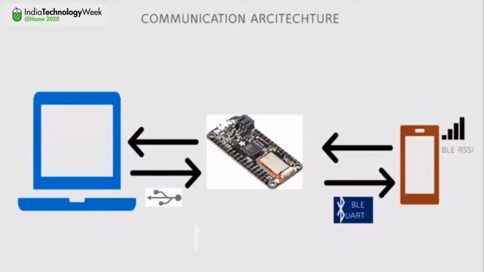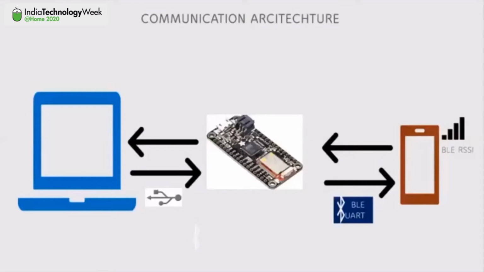Here we can see that the communication between the output board and the mobile is using BLE UART, and the communication between the adapter board and the laptop is USB. Here the laptop or PC will act as a USB host, and the adapter board will act as a USB device. And the communication between these two devices is as simple as any USB communication. If you have some question in your mind after seeing BLE UART, what is BLE UART? Actually, BLE UART is a type of service. It is defined by Nordic, the NRF UART.